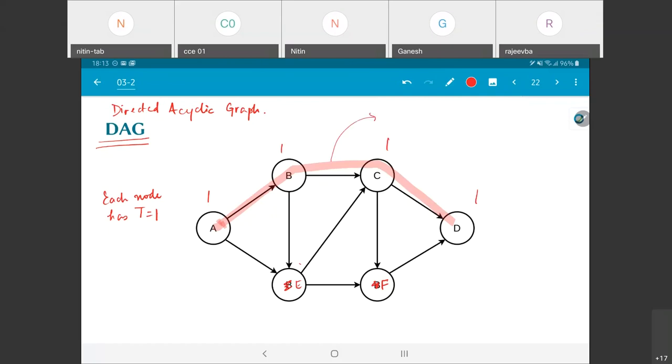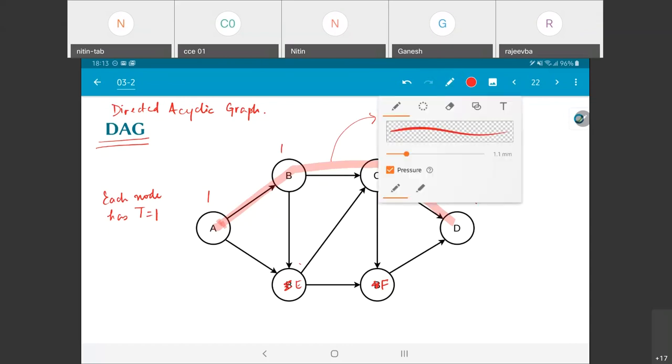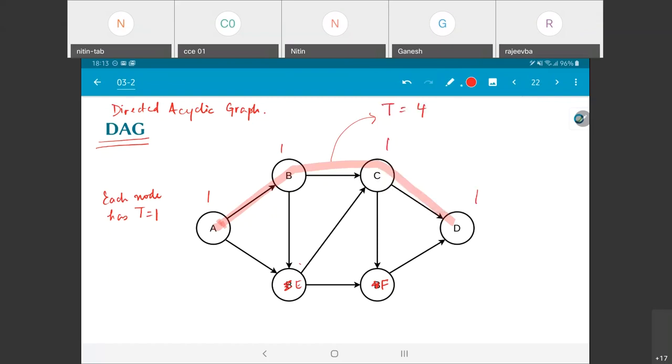Right, so this has a delay of 4 time units, right? But is this the longest? If you look carefully at it, you will realize that it's not, right? What I can actually have is something even longer, which basically could go like this: A to B, B to E, E to C, C to F, F to D, right?